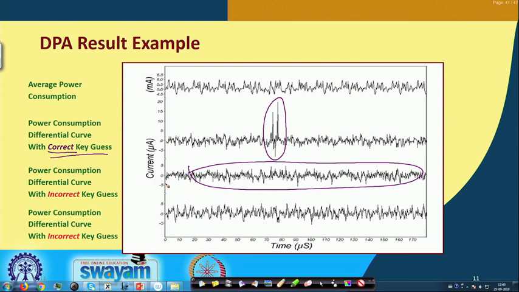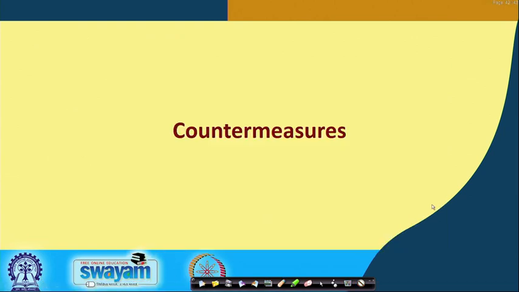Okay. So, the idea is very simple. You carry out a large number of such experiments, compute a lot of such traces, take differences, and even if countermeasures like this are implemented, DPA is still able to break it. So, DPA requires much stronger countermeasures to stop it from detection. So, it is much more sophisticated in that respect. Okay. Now, let us talk about some of the countermeasures.